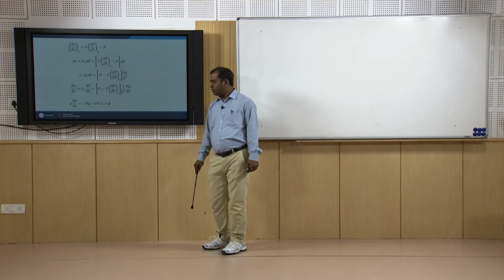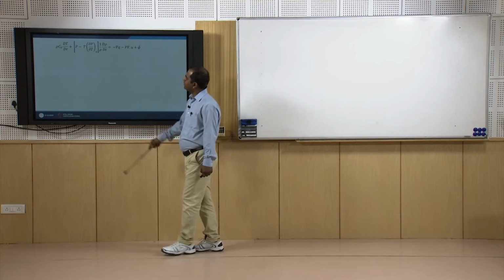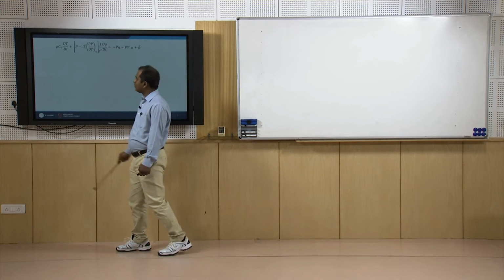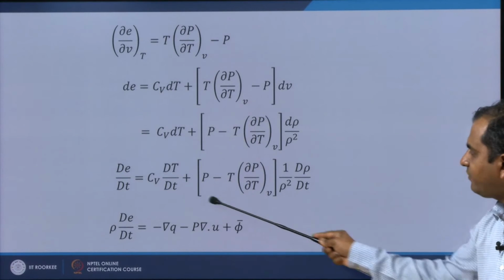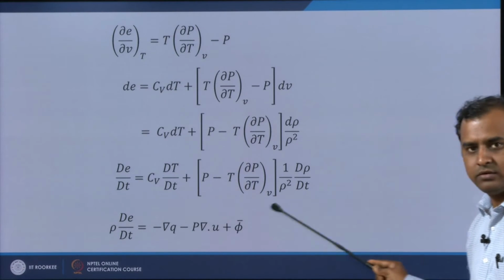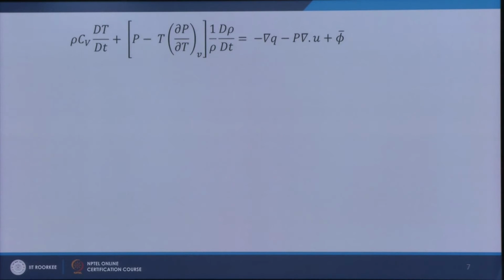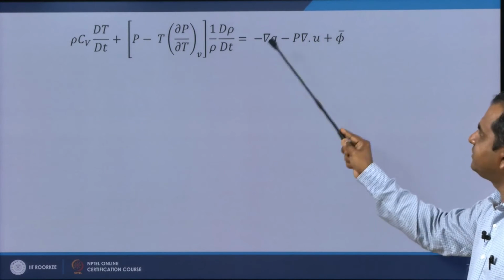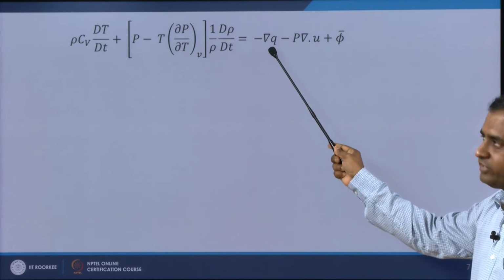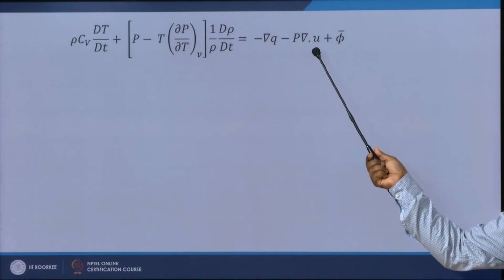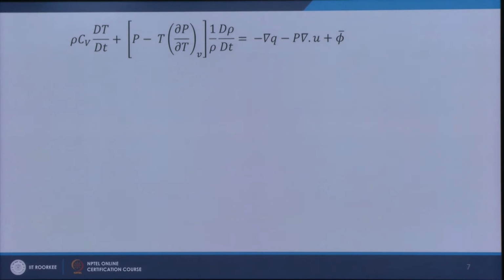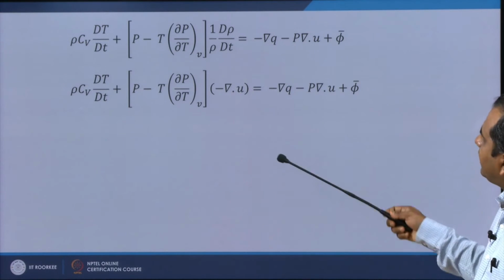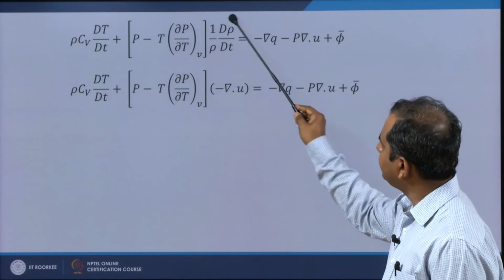If we do so, then this term is nothing but rho multiplied by the left hand side term of this equation. In the right hand side we have all the energy in transit. The first one is due to heat transfer, the second one is the hydrostatic part, and the third one is the deviatoric part.